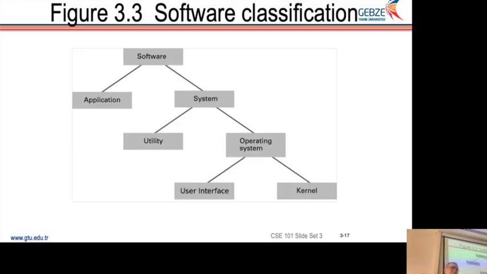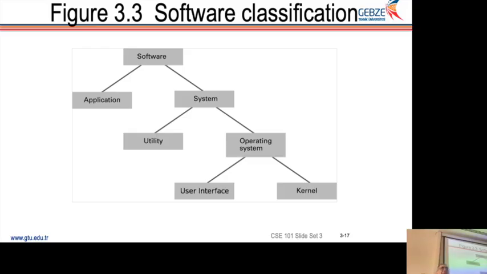The classification of this software is as follows, from Brookshear. It could be application software that we use. System software is of two kinds. Utilities are one part, and the operating system is the other. The operating system part is the core. That is also divided into two: the core of the core, which is the kernel, and the user interface. So the operating system consists of the user interface and the kernel.